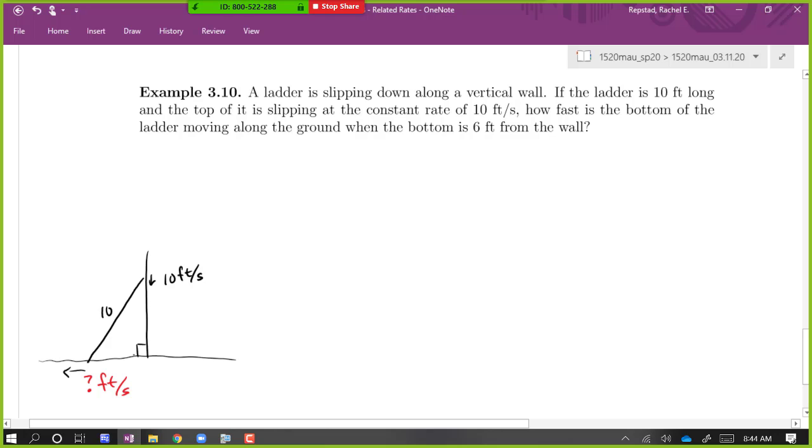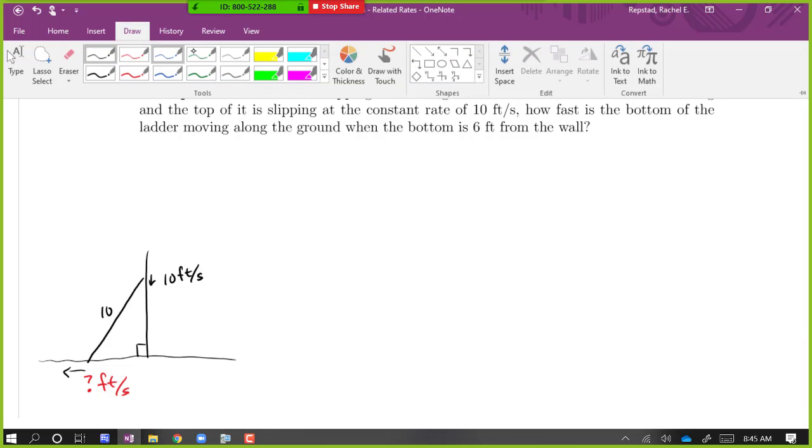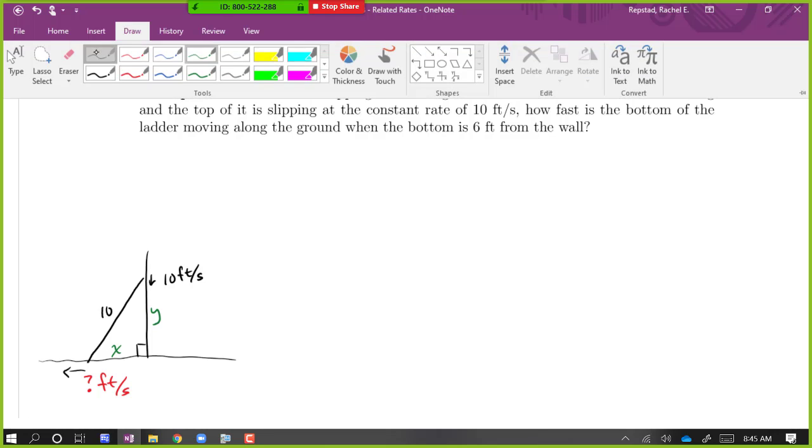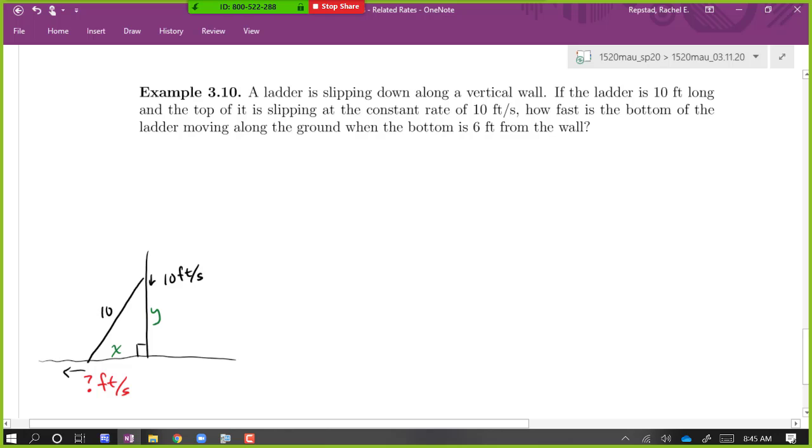And now I got to throw some variables in here. So we're talking about the rate at which the top is slipping down. That means that vertical side from the ground up to the top of the ladder is changing. And now the horizontal side from the corner of the building out to the end of the ladder, that's changing. I'll call this quantity along the bottom x, and this quantity from the ground to the top of the ladder y. And once we have this sketch, it's pretty clear that we can make an equation that relates these quantities, x and y, those distances, just using Pythagoras. So we know that x squared plus y squared equals 10 squared.